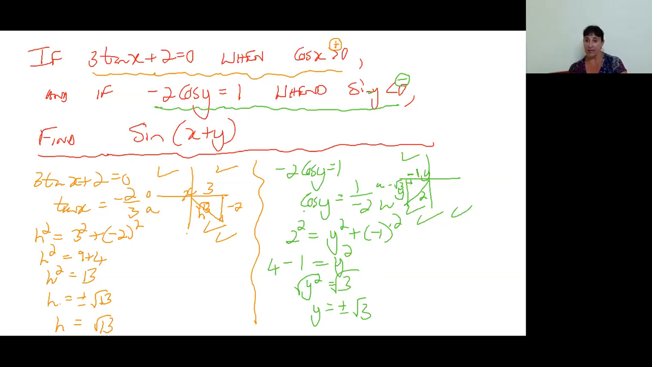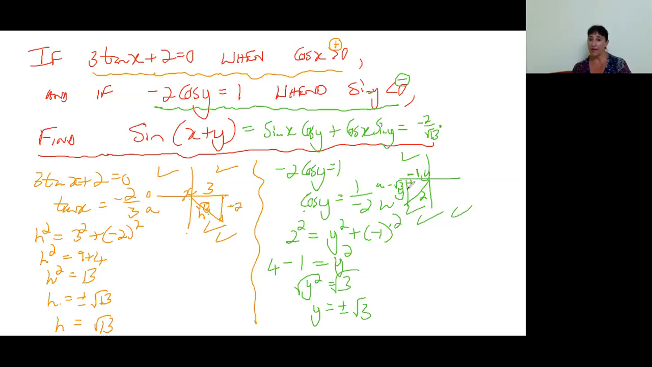Now the fun begins, because now I need to go and find sine x plus y. I do not have a triangle with an angle x plus y. So I have no choice but to break this up into compound angles. So sine x cos y plus cos x sine y. And then sine of x, this is the triangle with the x, sine is opposite over hypotenuse, minus 2 over root 13.